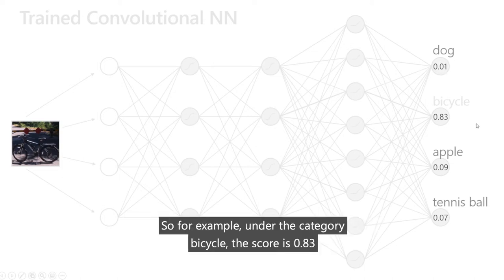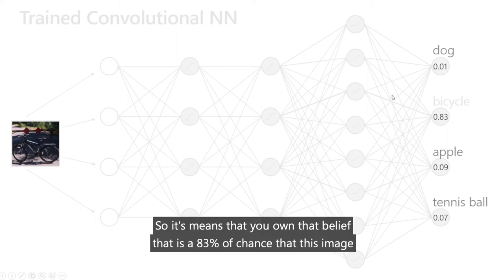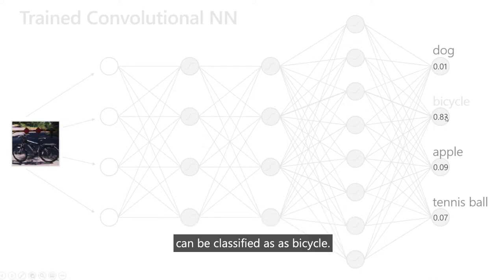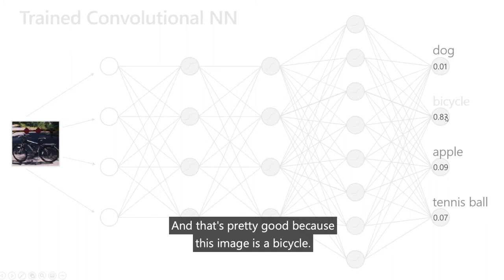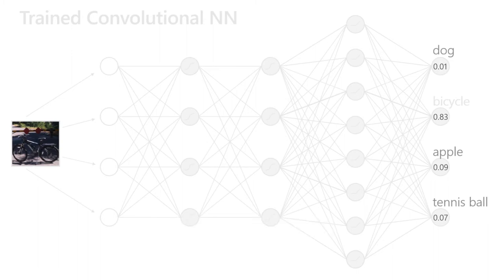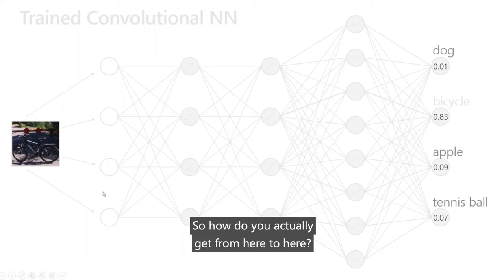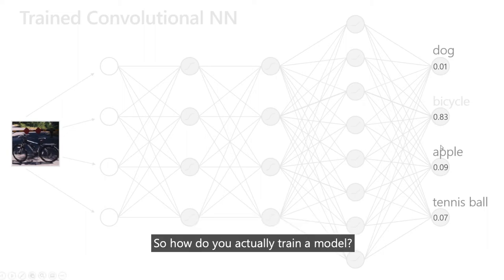So for example, under the category bicycle, the score is 0.83. It means that the neural network believes there is an 83% chance that this image can be classified as a bicycle. And that's pretty good because this image is a bicycle. So how do you actually get from here to here? How do you actually train the model?